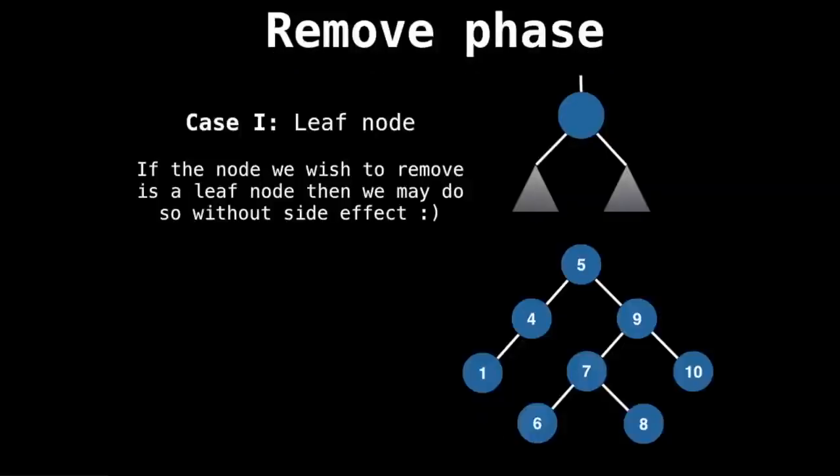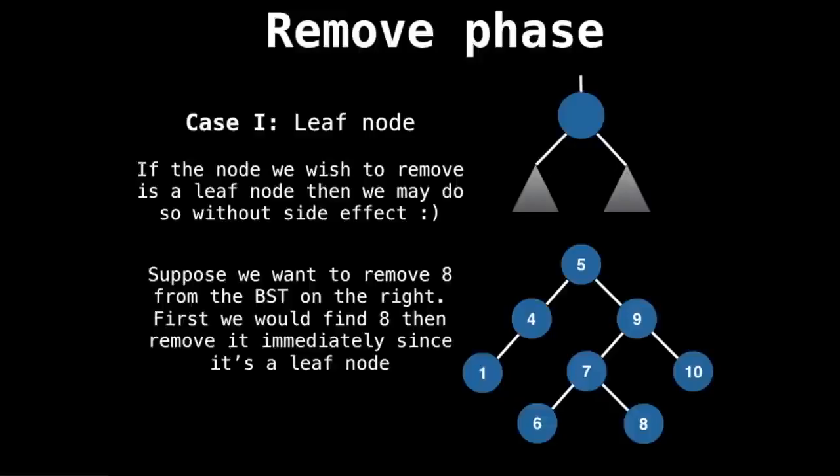So case 1, we have a leaf node. If you have a leaf node and you want to remove it, then you can do so without a side effect, which is really nice. So suppose we have the binary search tree on the right, and we want to remove 8. So we do phase 1, we find out where 8 is. Oh, and 8 is a case 1 because it's a leaf node, so we know we can remove it without side effect, so we remove it.